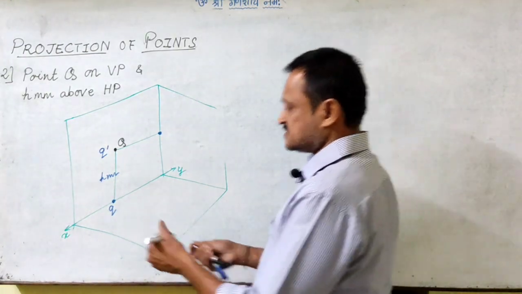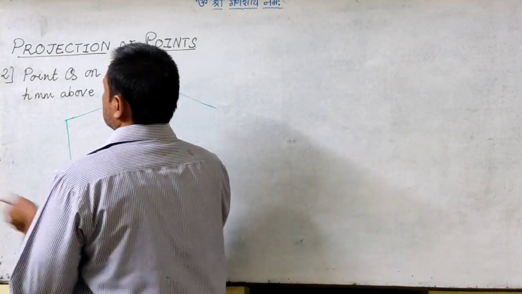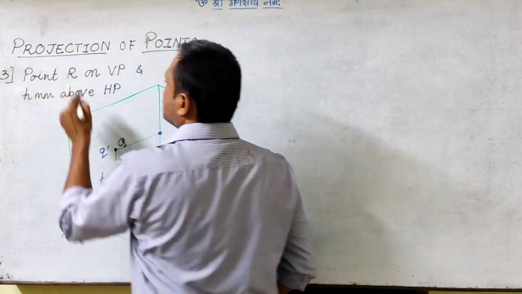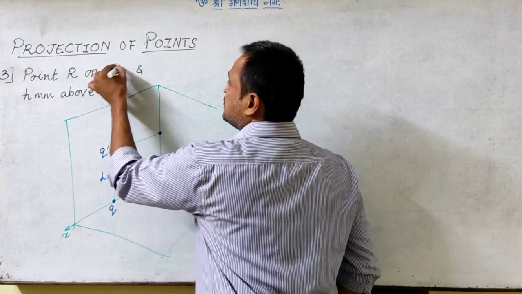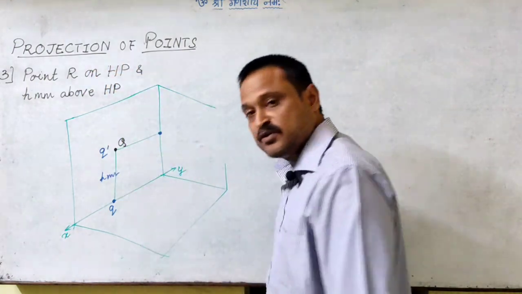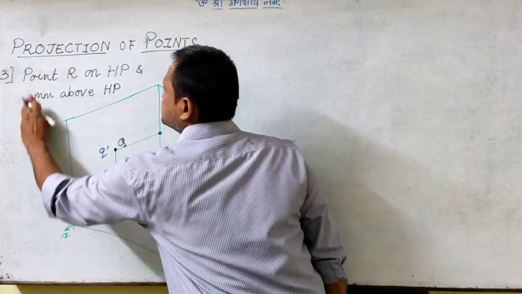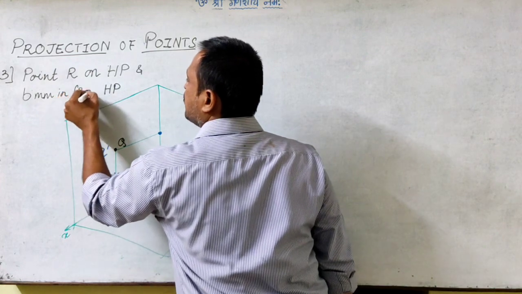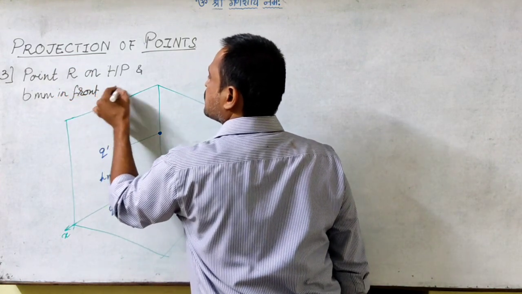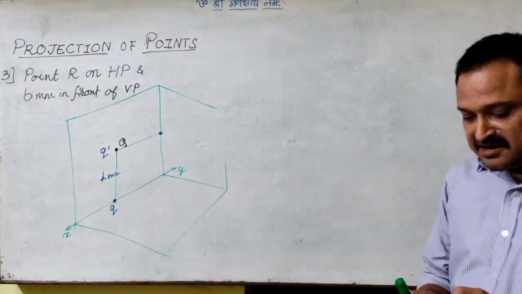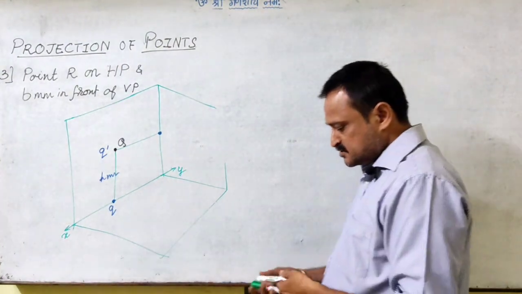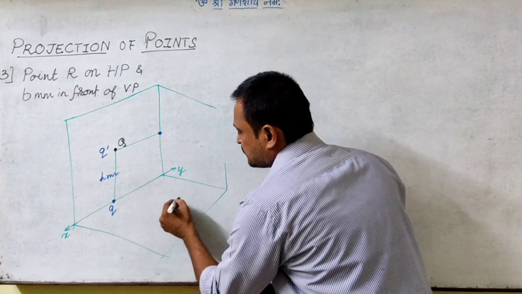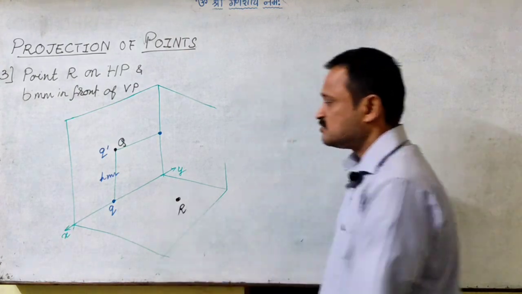For the third case, let us say there is a point R. Now it is on HP, as if there is a coin which is on the floor, right? And it is B millimeter in front of VP. So let us say the point is lying somewhere here, on the floor or the horizontal plane, R.